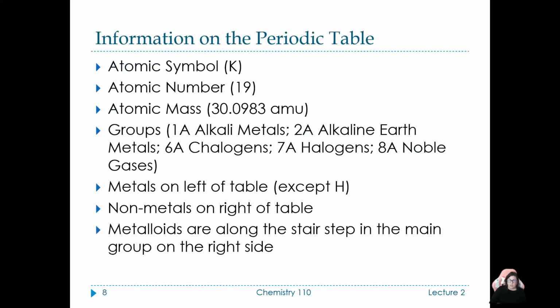Information that you can find on the periodic table: an atomic symbol. The atomic number, which is the number of protons that it has. Its atomic mass, which is weighted for all of these things that we have, but that is also on there. The groups, they'll give you the number for the groups. Remember that you need to know the alkali metals, the alkaline earth metals, the chalcogens, halogens, and noble gases. The metals, which are on the left side of the table except for H, the nonmetals, which are on the right side of the table, including H, and the metalloids are along the stair step in the main group on the right side.